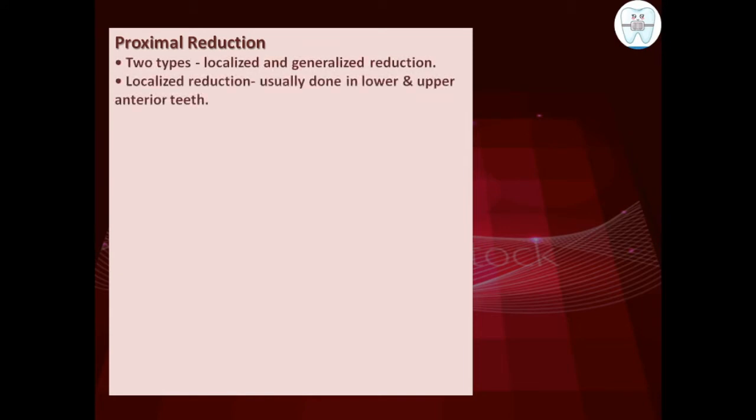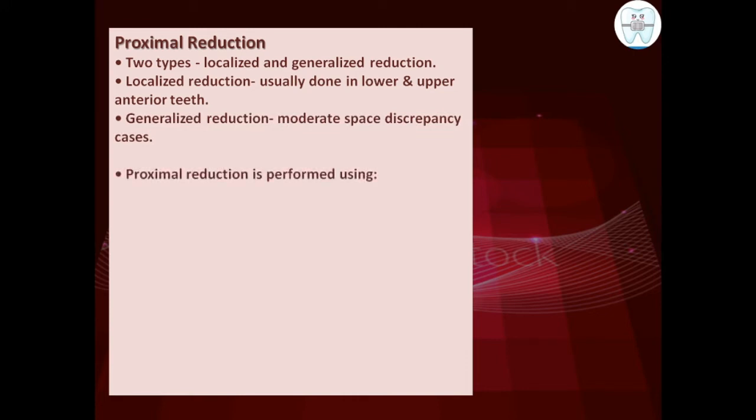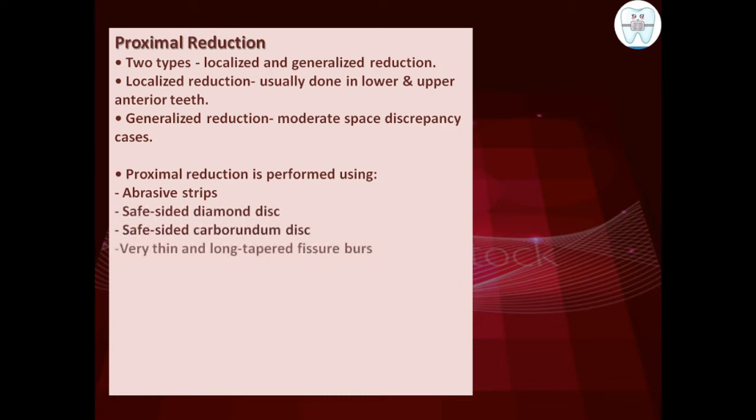So now proximal reduction. So there are two types of proximal reduction, which is localized and generalized. Localized reduction, it is usually done in lower and upper anterior teeth. Whereas generalized reduction, it is done in the cases of moderate space discrepancy. अब proximal reduction कैसे perform होता है? By using abrasive strips, safe-sided diamond disc, safe-sided carborundum disc, very thin and long-tapered fissure burrs.